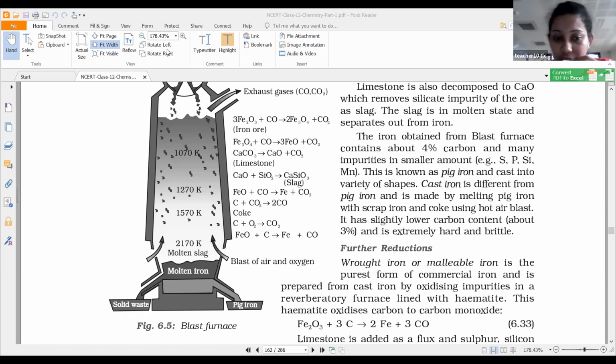Students, you note this. The iron which is extracted from this blast furnace is nothing but pig iron. Did you note that? Did you write? Students, keep your videos on.